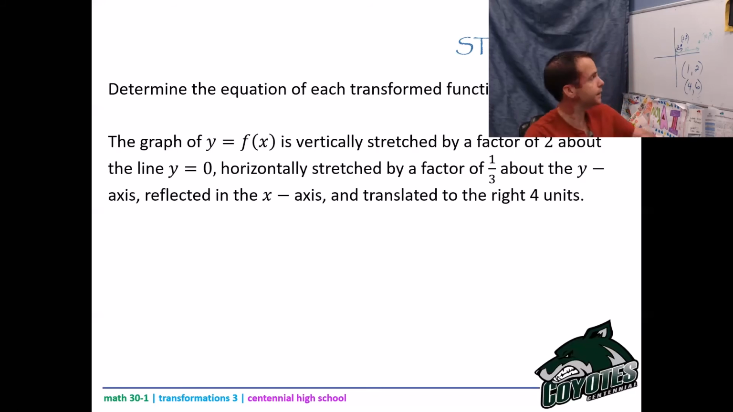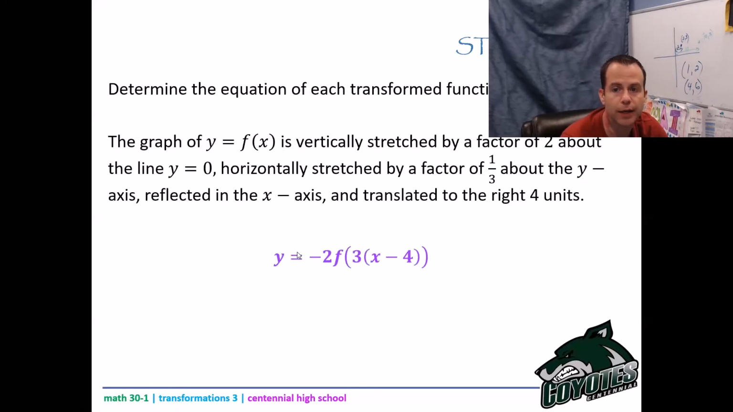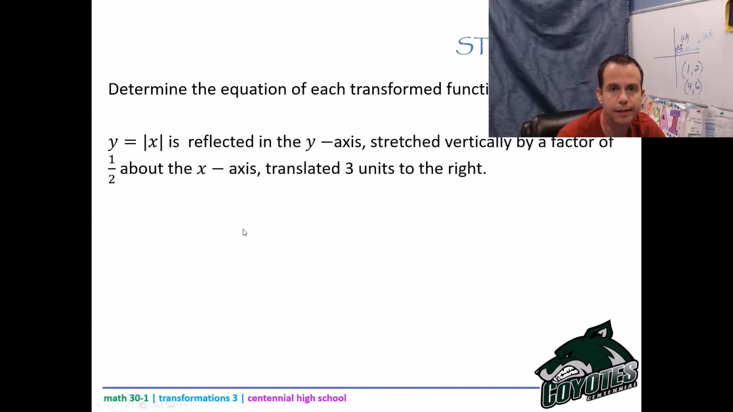If I'm reflecting in the x-axis, that's a vertical reflection, so now I'm going to put a negative on my a value. And then translated 4 units right, I need to now replace x with x minus 4. A reminder, you already have a number in front of x, so now we introduce that second inner set of brackets so that it's in fully factored form. When you build an equation, it's always in fully factored form. So the correct answer should be y equals -2 f of 3 bracket x minus 4. All right, good job, guys.